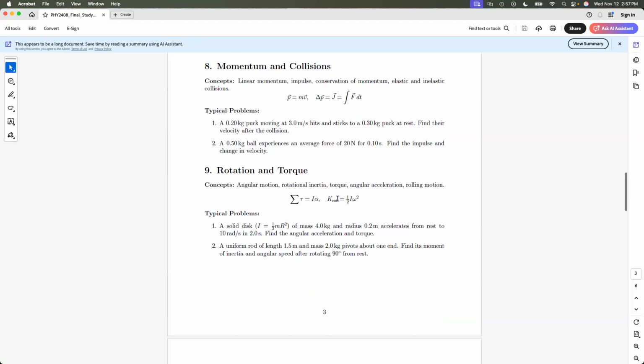All the rotation and torque problems, kinematic equations for constant angular acceleration. Like you'll have your formula sheets. You don't have to have any of the formulas memorized, but understand how to use them.